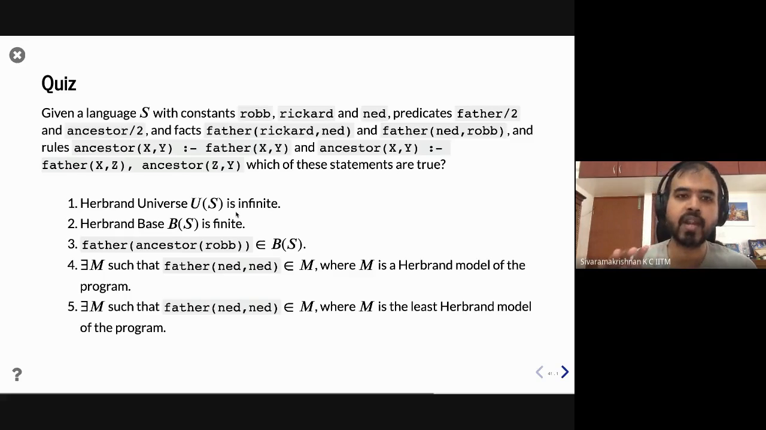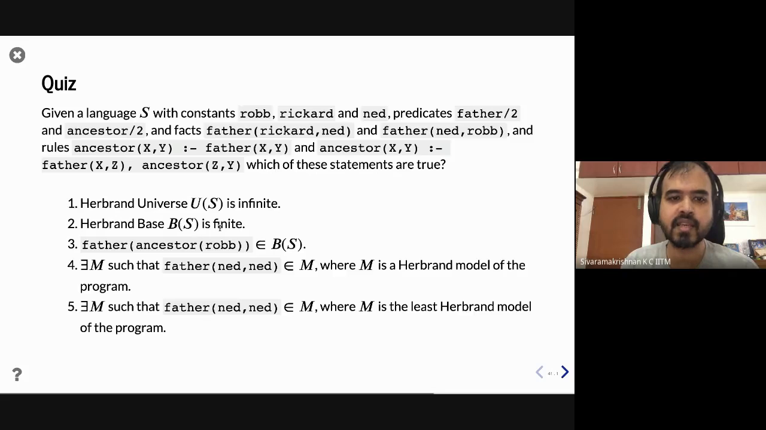Recall that a Herbrand universe for a language is infinite if you have function symbols. Do we have function symbols here? We don't have function symbols, right? We have the constants and we have predicates. We don't have function symbols, right? So this is false, right?